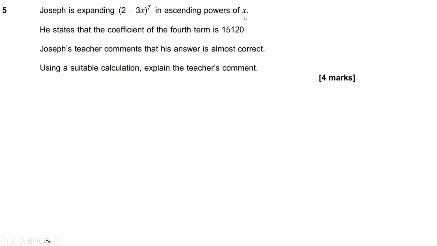Joseph is expanding this and sending powers back. He said that the coefficient of the fourth term is this. Be careful here. If you're going to use the binomial expansion formula, just be careful. This is going to be n minus r here, and then this is going to be r if it's ascending. Usually I use it so that it's r here and then n minus r there, because usually it doesn't matter, because when I'm doing it the other way, I'm usually going in descending powers of x. But if you're ascending, then just be careful to swap these two around.